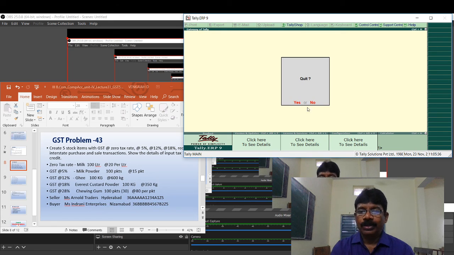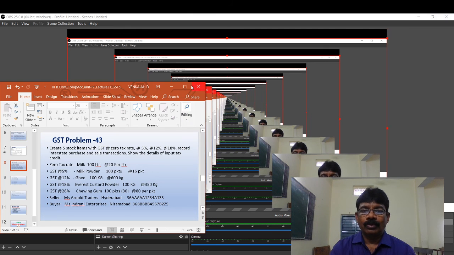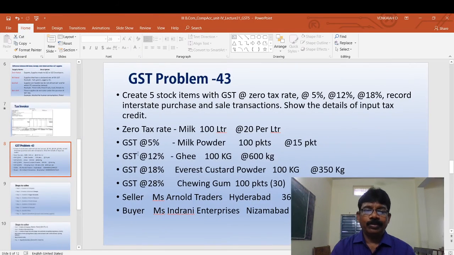Okay students, so you practice for the remaining items also. Remaining tax rates, you edit and practice those items.